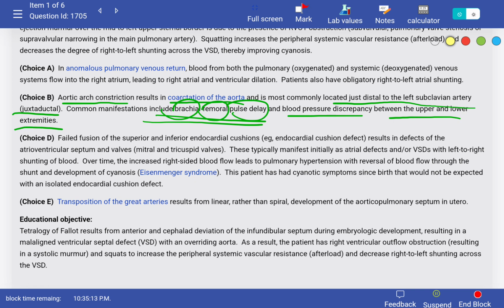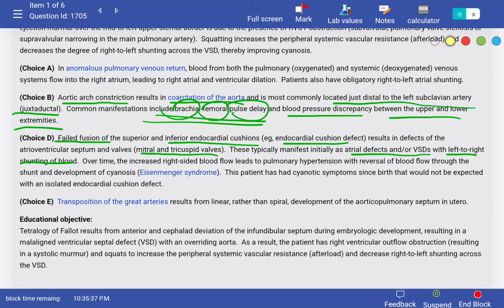This thing is important. Okay, why not option D? Failed fusion of the superior and inferior endocardial cushions, right? An endocardial cushion defect results in a defect of the AV septum and valves, that is the mitral and tricuspid valves. These typically manifest initially as ASD, that is atrial septal defects, or VSDs with left to right shunting of the blood.